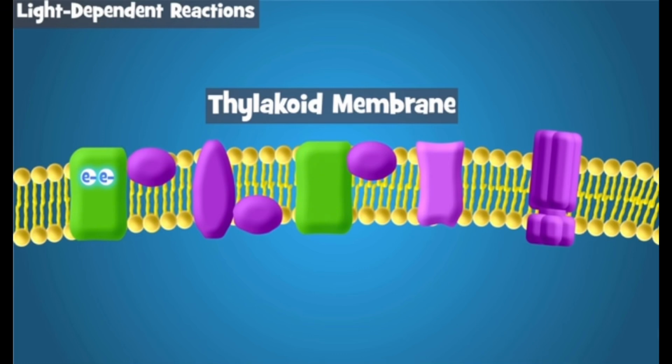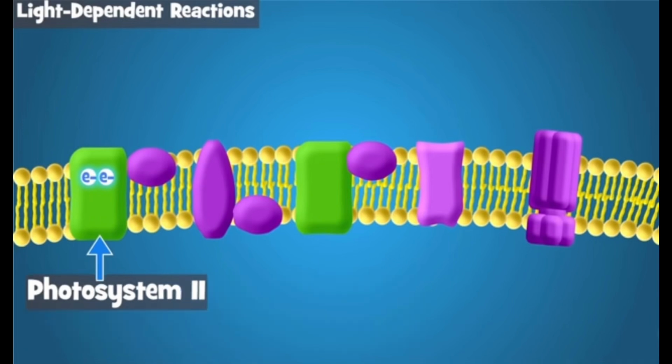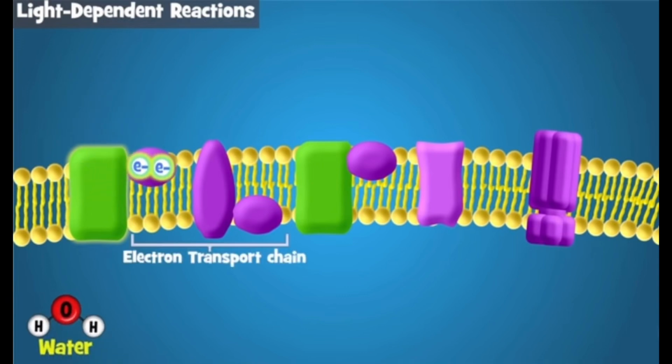So the first important structure here is photosystem 2, a protein complex that absorbs sunlight. The pigment chlorophyll absorbs the light, or sun, which excites its electrons. It's like they are charged by the sun. These excited electrons are now ready to move along the electron transport chain.